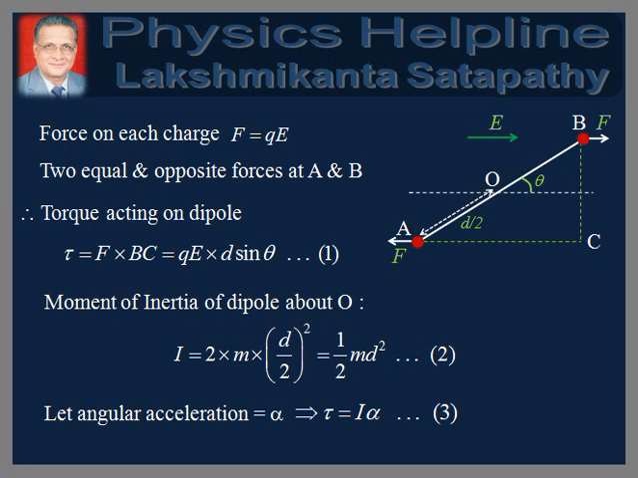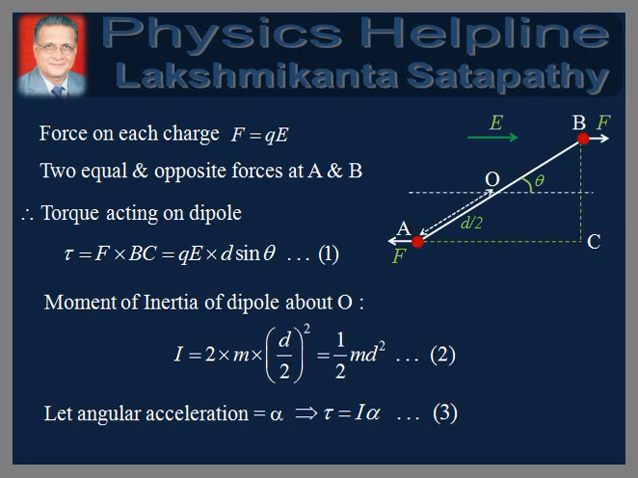Now, force on each charge is given by F is equal to QE. It acts towards right on the positive charge at B and towards left on the negative charge at A. The two equal and opposite forces produce a torque which is given by tau is equal to force F into perpendicular distance between the lines of action of the two forces. Therefore, tau is equal to QE into d sin theta.